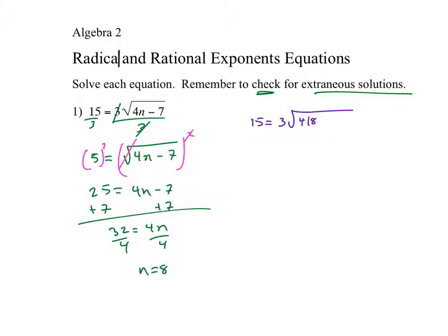So 4 times 8 minus 7. So 15 equals 3 times the square root of 4 times 8 is 32 minus 7. So 15 equals 3 times the square root of 25. And 15 equals 3 times 5, since the square root of 25 is 5. So 15 equals 15. Because this is true, that means that this is my solution and we don't have any extraneous solution.